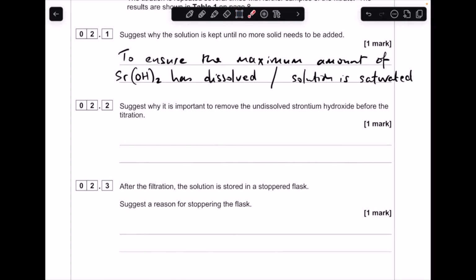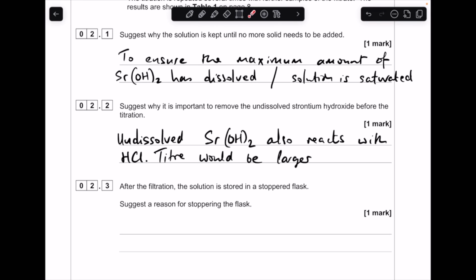Number 2 suggests why it's important to remove the undissolved strontium hydroxide before the titration. Well, if you've got 2 sources of strontium hydroxide, aqueous and solid, they can both react with the hydrochloric acid in the titration. Obviously, we're only interested in the aqueous, the dissolved strontium hydroxide. Any solid there would affect the result. It would actually raise the titer.